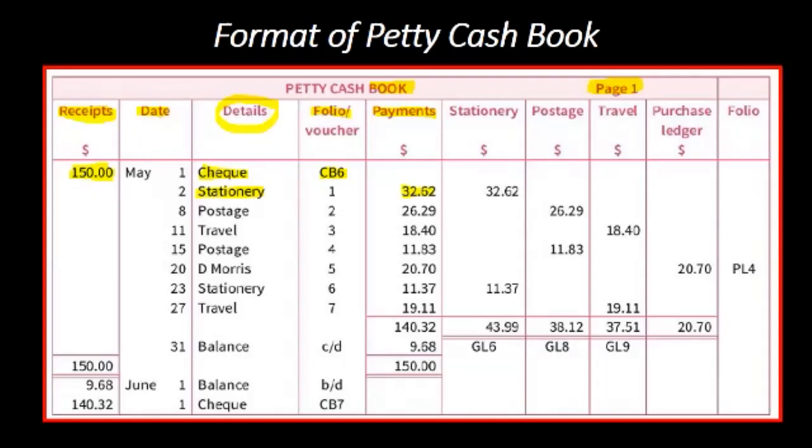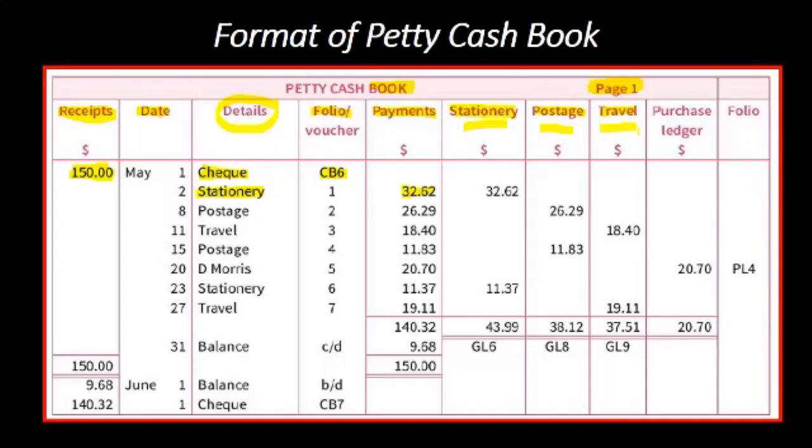On this wing here, we have the analysis columns, and these would vary from business to business, depending on what they have small payments for. In your case, for your exam, the names of the columns here are usually given to you, so you don't have to worry about getting these columns. Sometimes you can have 3 or 4.